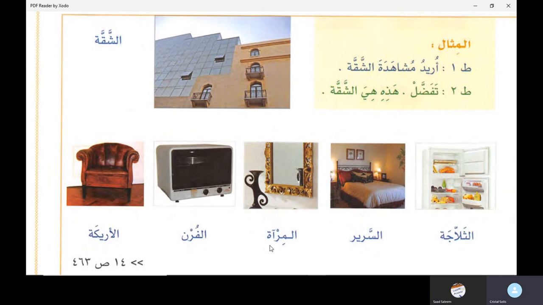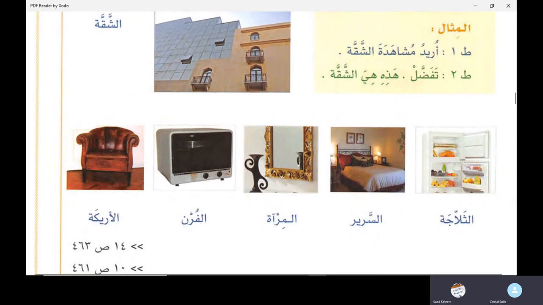Uridu mushahadata mira. Tafadal, hazihi hiya mira. Good. Uridu mushahadata furn. Tafaddal, haza huwa furn. So it'll just be furn. Good. Uridu mushahadata the couch. Tafadal, hazihi hiya arika. Good.